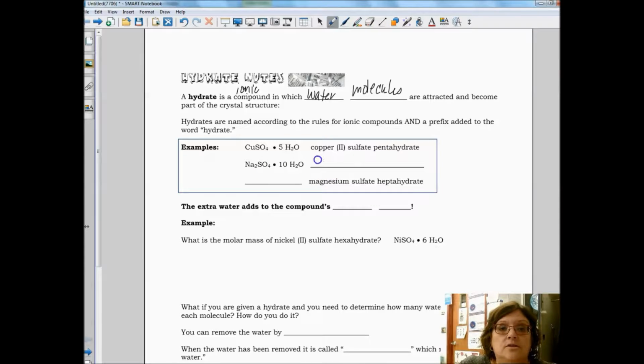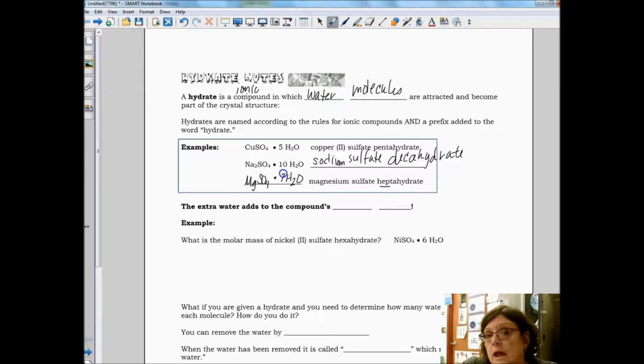The next one we know is sodium sulfate, and we have 10 waters. The prefix for 10 is deca, so we would have decahydrate. Last one, magnesium sulfate, MgSO4. We use a dot between the ionic compound and the water. Hepta means 7, so we would have 7 waters.